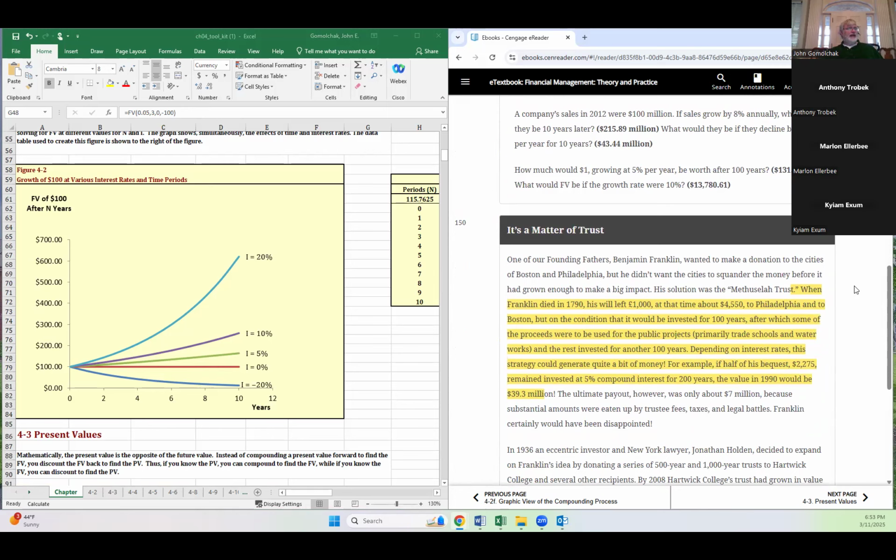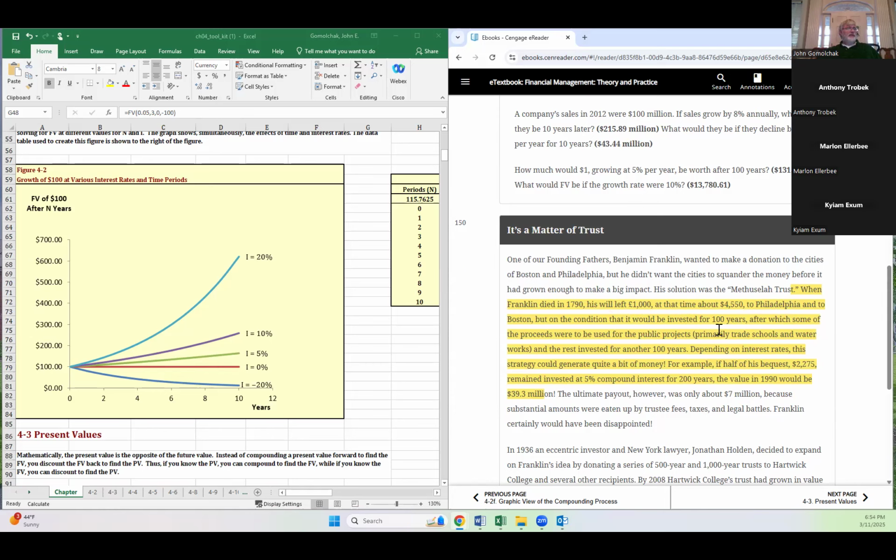Interesting. Ben Franklin wanted to make a donation to Boston and Philadelphia, the two cities that were important. He was born in Boston, but made his fortune and whatnot in Philadelphia. He didn't want the cities to squander the money, but he wanted it to make a big impact. His solution was what was called the Methuselah Trust. When he died in 1790, he left £1,000 at the time, about $4,550, to Philadelphia and to Boston.